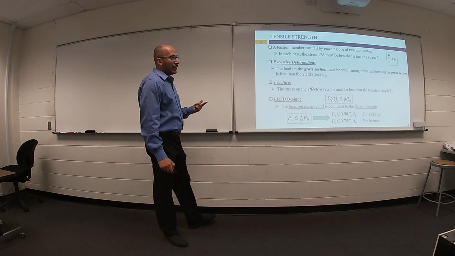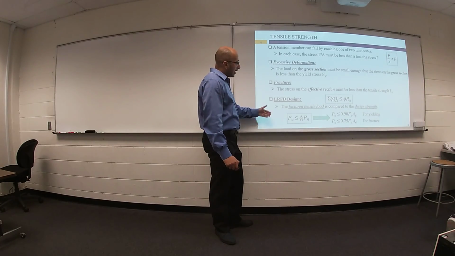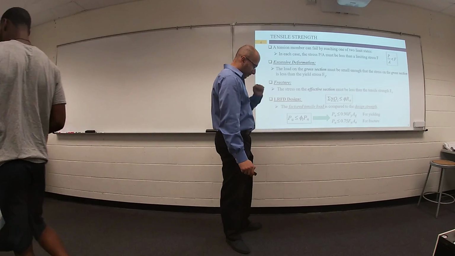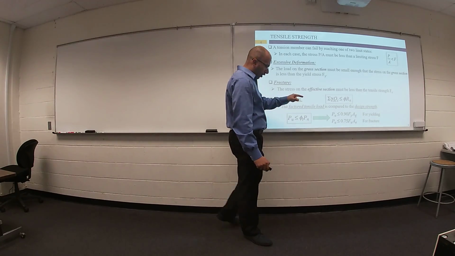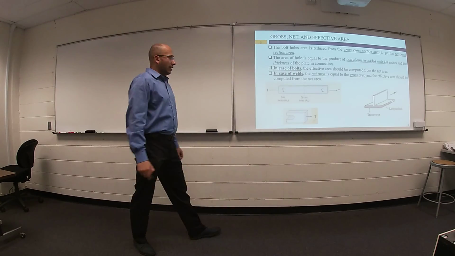And we have two situations. First one, we need to avoid yielding and we need to avoid fracture. So we have two situations. First one based on area gross of your cross section. Second one based on area effective.